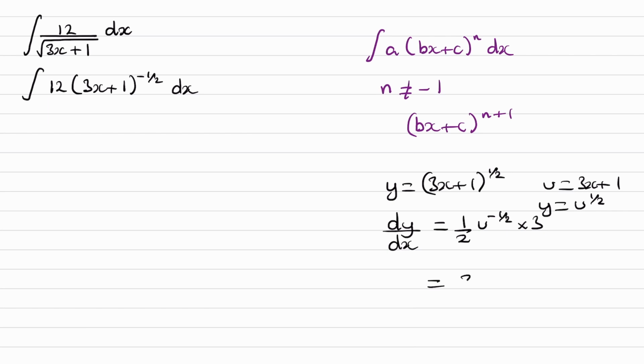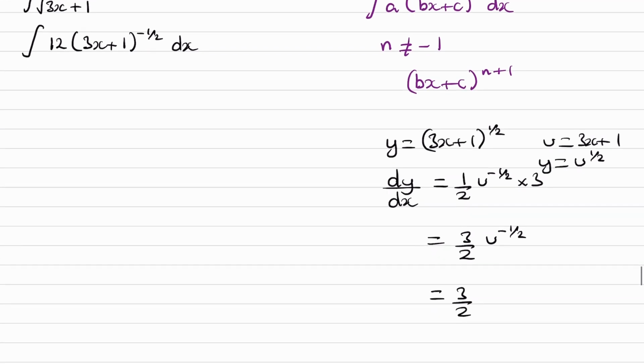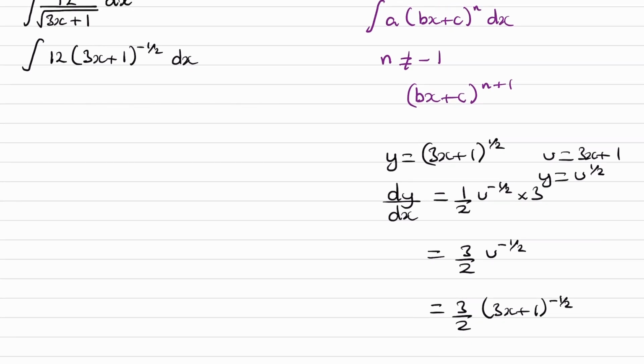This is then 3 over 2 u to the minus a half, which is the same thing as 3 over 2 times (3x + 1) to the power of minus a half. Okay, and that's pretty much the same as what we have here, though there's a 12 there and there's a 3 over 2 here. We want this to differentiate to make exactly this. So to do that, we would have to multiply this by 8.